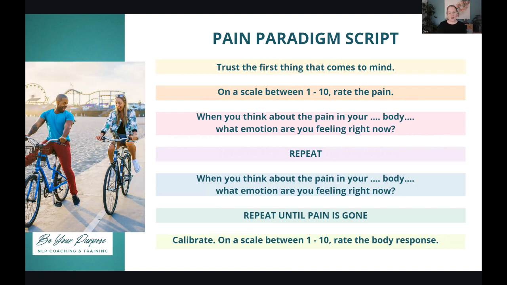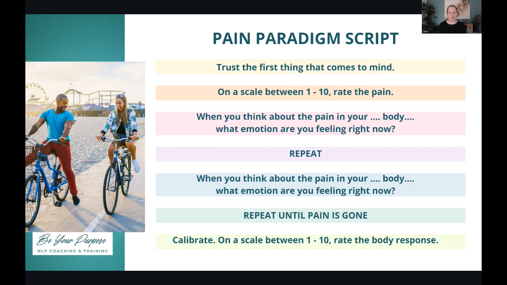And let's say that we're working with somebody with either a headache, even period pain, back pain, leg pain. This will work on any type of long-term pain. Let's say we're working on a headache. On a scale of 1 to 10, rate the pain, and it may say 10. So when you think about the pain in your head, what emotion are you feeling right now? Frustration. Great. And on the scale of 1 to 10, rate the pain.